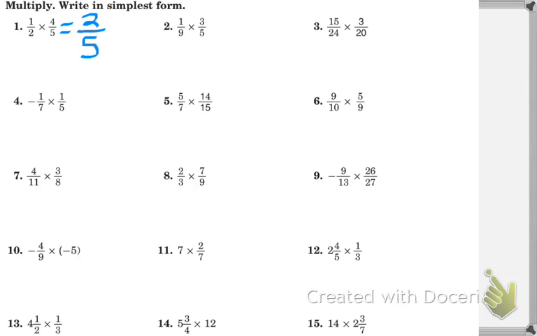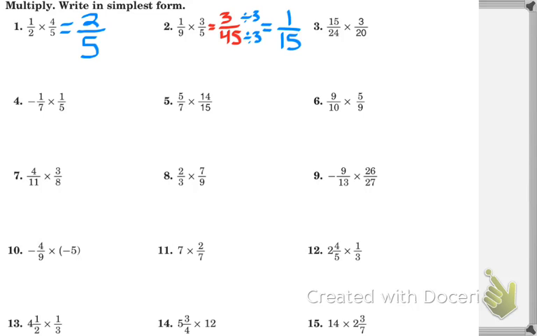Hit pause and do this one yourself if you think you already understand it. Going straight across, 1 times 3 is 3, and 9 times 5 is 45. So you have 3 over 45, and that does simplify. Here's how you would check. Nothing goes into 3, but you at least have to check to see if 3 goes into 45. In this case, 3 does go into 45, so we're going to simplify by dividing top and bottom by 3. You end up with 1 over 15, and that's your final answer for that one.